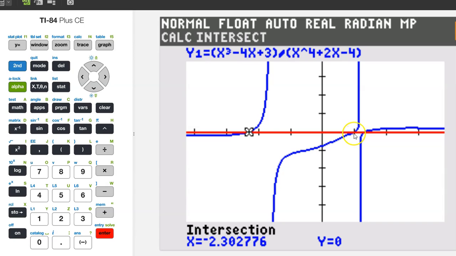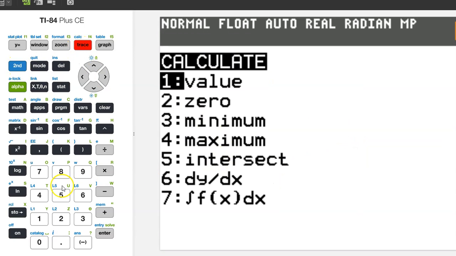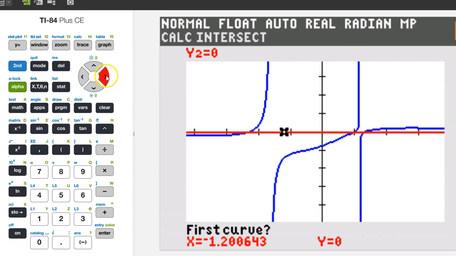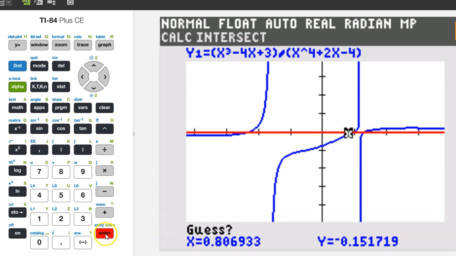Let's go after this middle 0 now. So let's hit second, trace, intersect again. Move that pointer close to that middle 0. Whoa, I went too far. And just hit enter 3 times. Enter, enter, enter. Oh, this is exactly 1.